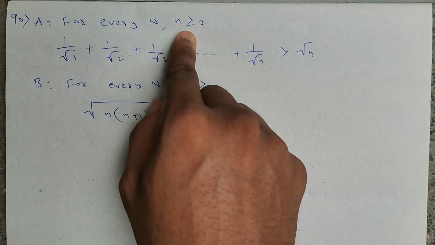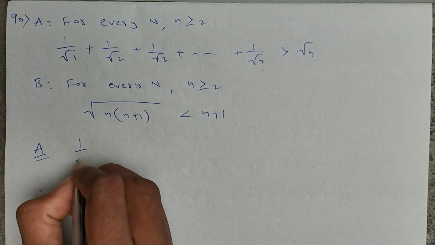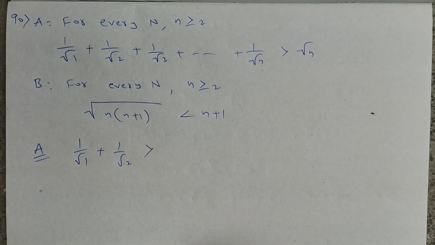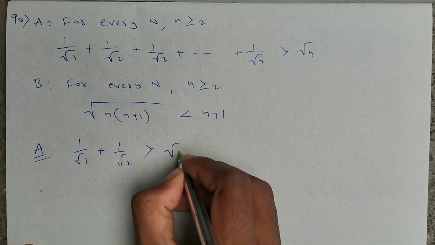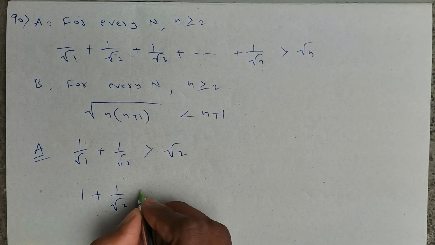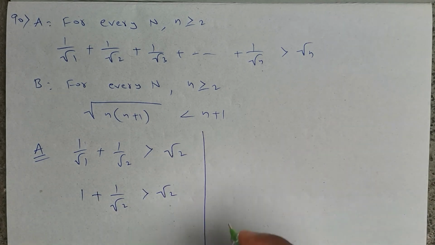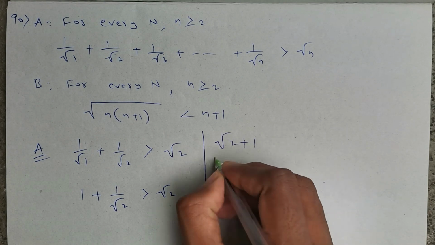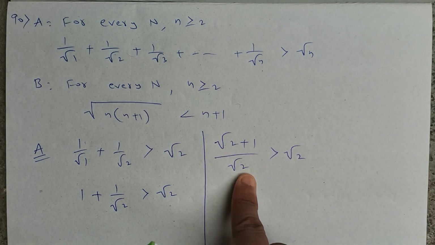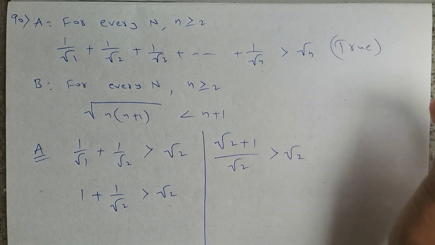So I will take first 2. 2 means only 2 terms I need to take. That is the statement I am solving first. 1 by root 1 plus 1 by root 2 should be greater than root n, that is root 2. 1 by root 1 is 1. So 1 plus 1 by root 2 should be greater than root 2. Let us check. Root 2 into 1, root 2 plus 1, divided by root 2 is greater than root 2. Of course, the value of root 2 plus 1 divided by root 2 is greater than root 2. So statement A is a true statement.